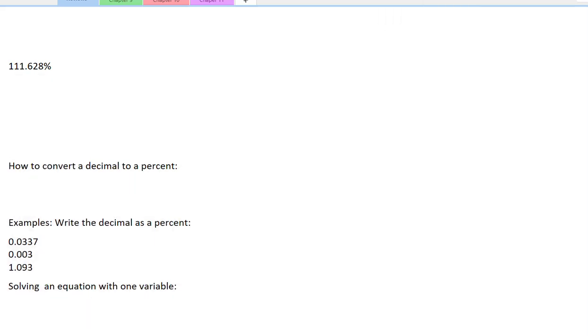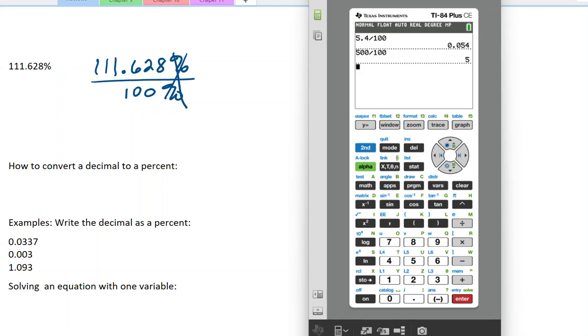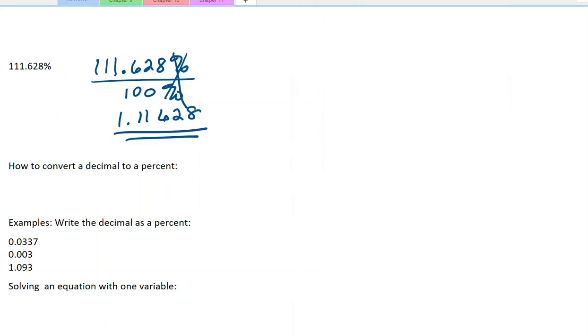All right, this one is kind of ridiculous, but it's just for practice. So what I have here is 111 and 628 thousandths percent. I'm going to divide by that 100%. These guys cancel out. I'm going to put that in my calculator. And I get 1 and 11628. All right. Now we're going to do it the quick and dirty way.